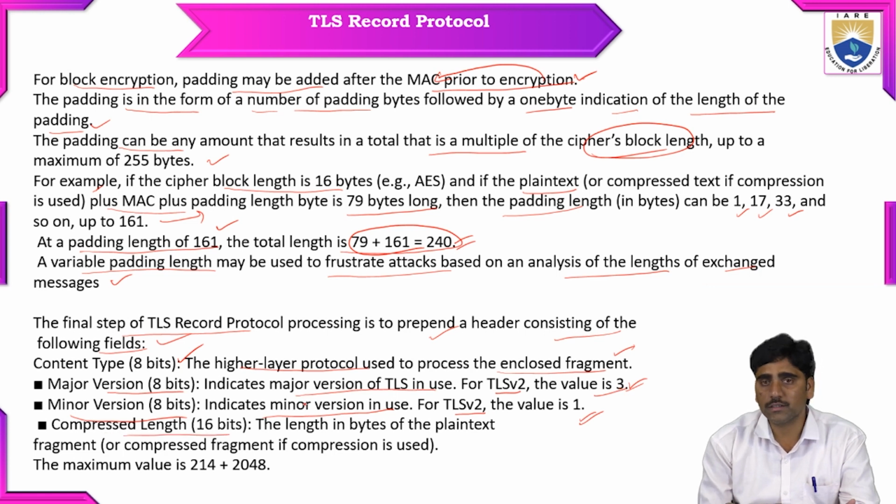And compressed length, which is 16 bits, the length in bytes of the plaintext fragment. And the fragment, or compressed fragment if compression is used. If it is not compressed, then it is a normal fragment. If it is compressed, then it becomes a compressed fragment. The maximum value is what? 2^14 plus 2048.